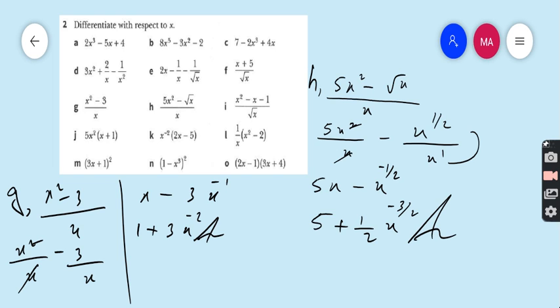I hope you are getting points. 5 plus 1 upon 2 x to the power minus 3 upon 2. So you must learn this direct method of derivative. Move to part I.